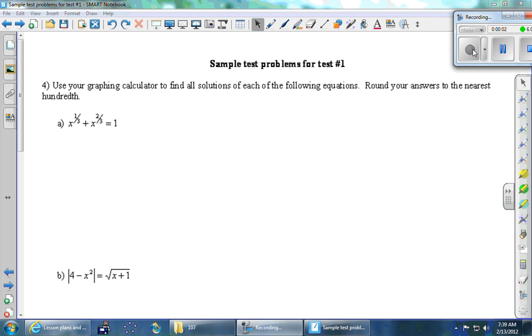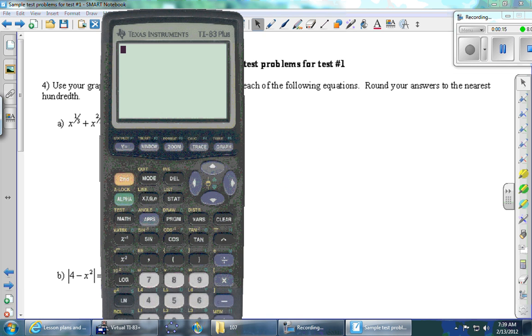This is problem number 4 on the sample test problems for test number 1. Use your graphing calculator to find all solutions of each of the following equations. Round your answer to the nearest hundredth. Okay, so let's pull up the graphing calculator.